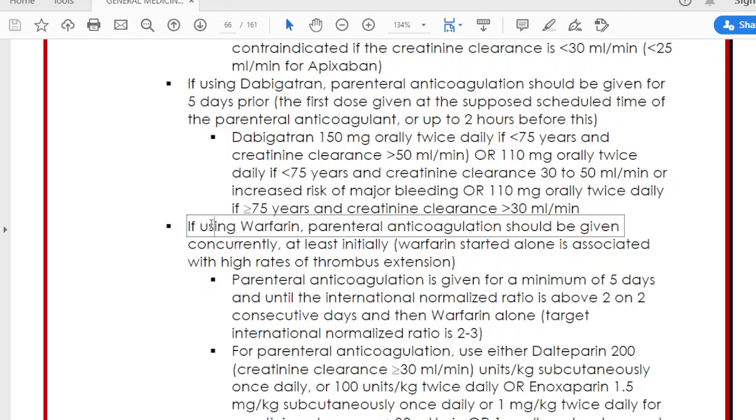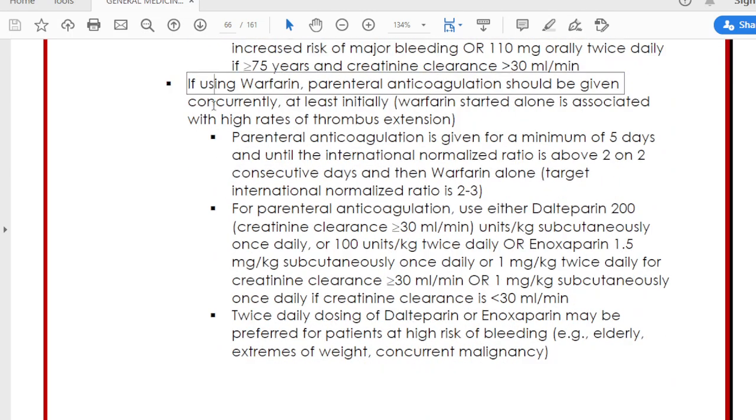If using warfarin, parenteral anticoagulation should be given concurrently, at least initially. Warfarin started alone is associated with high rates of thrombus extension. Parenteral anticoagulation is given for a minimum of 5 days, and until the international normalized ratio is above 2 on 2 consecutive days, and then warfarin alone. The target international normalized ratio is 2 to 3.